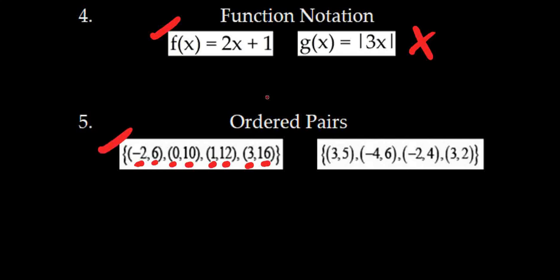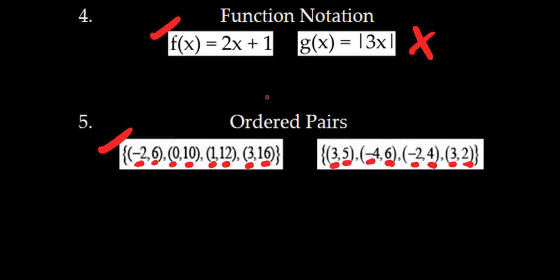Let's look at the second example. 3 is an input value with an output value of 5. -4 is an input value with an output value of 6. -2 is an input value with an output value of 4. And 3 is an input value with an output value of 2. So if you look carefully, you discover that 3 has two different output values.